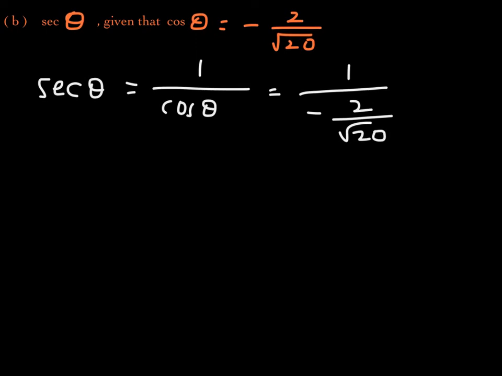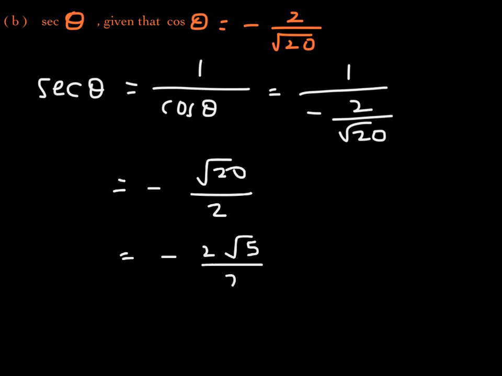So then this is equal to negative, and this just turns out to be root 20 over 2. Now let's continue simplifying. Root 20 is 2 root 5. Don't forget over 2. And then we know that these 2's divide out, leaving you with a final answer of negative root 5. Good job.